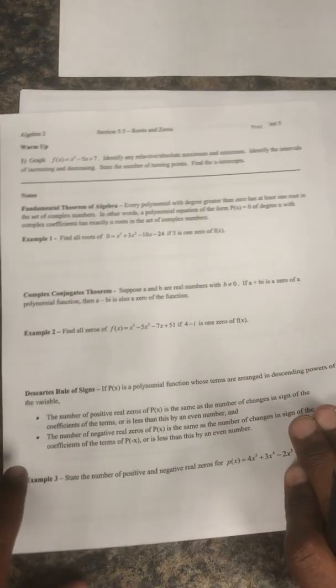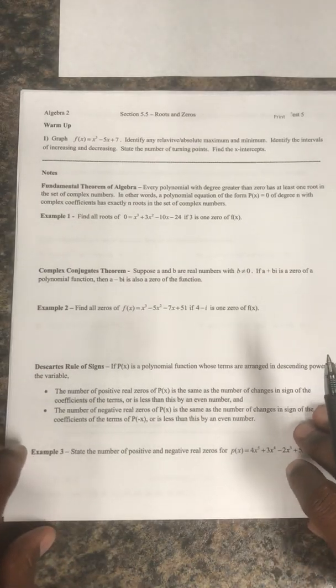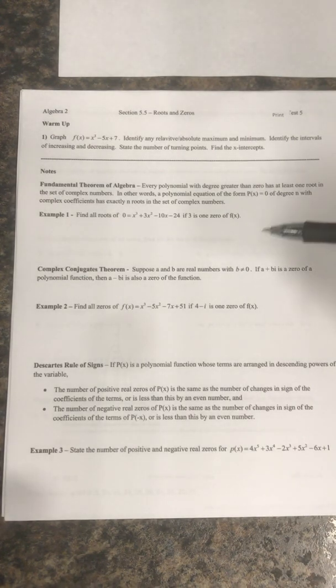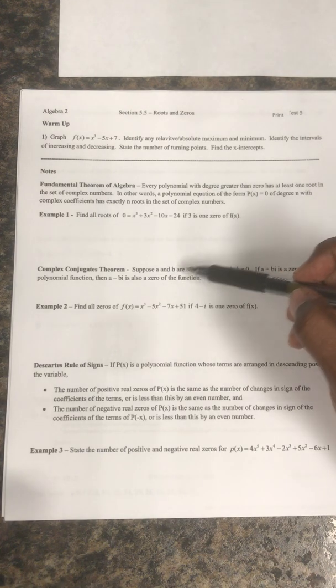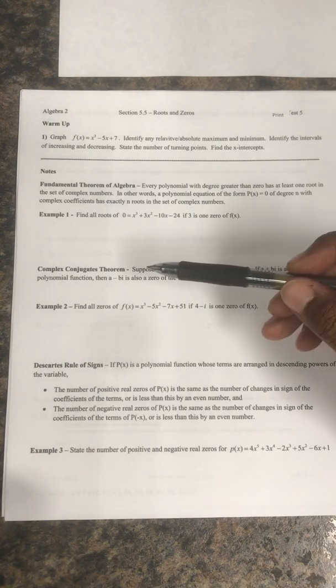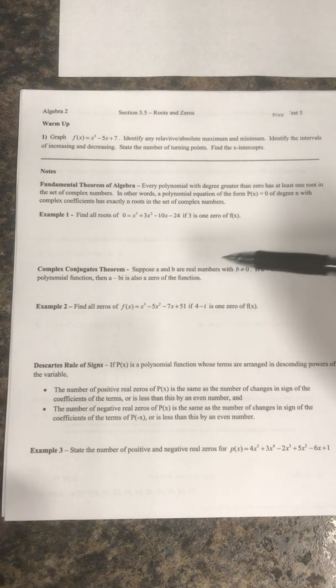Okay. So that was dealing with when we had a real number. I didn't mean to say rational, but we had a real number. Our second concept goes into the complex conjugates theorem. It says, suppose a and b are real numbers with b not equal to 0. If a plus bi is a 0 or a solution or a root of a polynomial function, then a minus bi is also a 0 of the function.